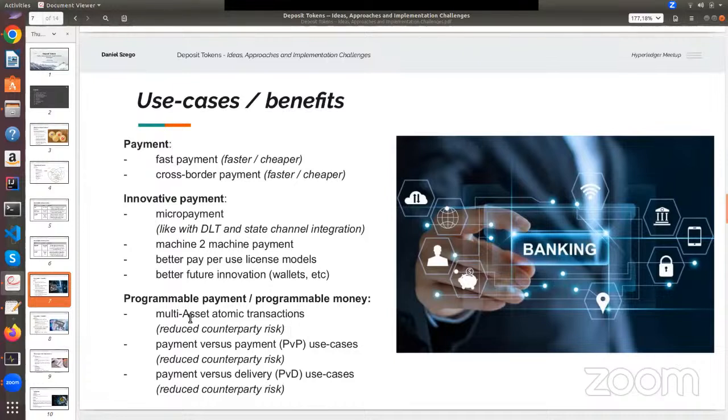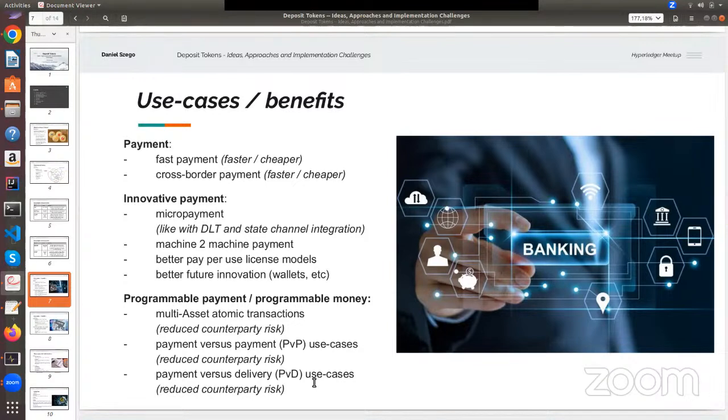So as soon as we speak of multi-asset atomic transactions, blockchain and tokenization is a good way to do it. It implies reduced counterparty risk, supposing that the smart contract is secure enough, of course. Two examples are payment versus payment, if I change one currency to another, or payment versus delivery. That's again a use case.